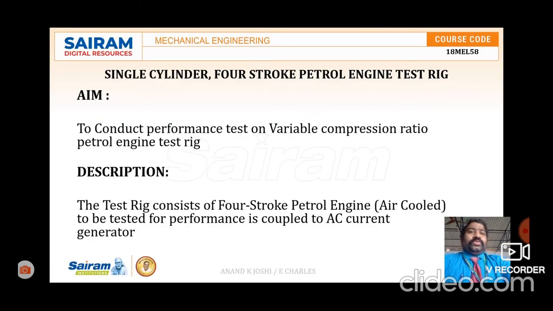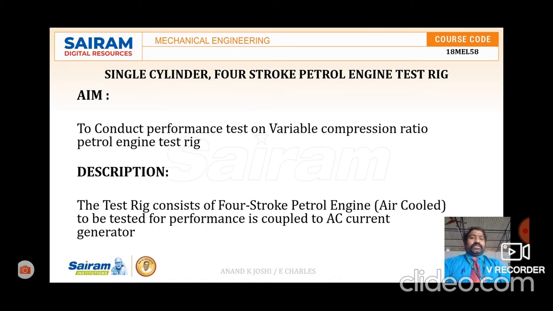So the aim of the experiment is to conduct a performance test on a variable compression ratio petrol engine test rig. In this performance test we are going to find out the mass fuel consumption, total fuel consumption, specific fuel consumption, efficiency, and brake power. These are all the parameters we are going to find out. So what is the description of this test rig?